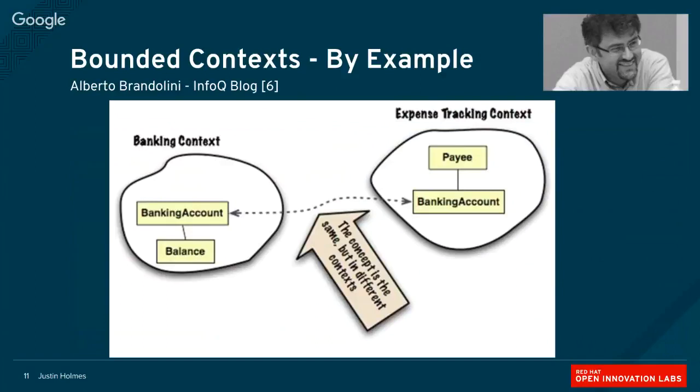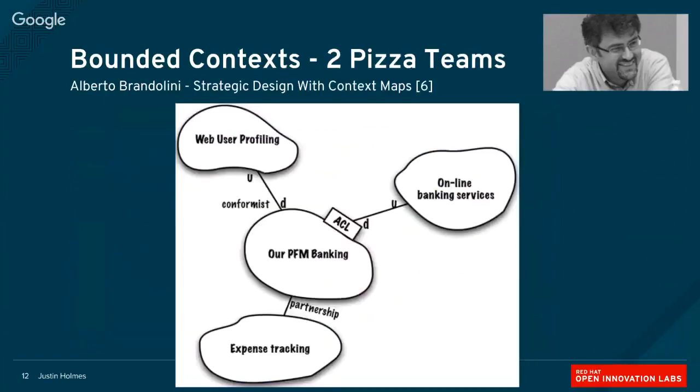We've got the same word. It probably shares some similar data components, but banking is a separate scenario than expense tracking. And therefore it's the same concept, but in these different contexts, it means something different. And this is essentially the idea of bounded context, and it covers what in the domain-driven design community is called strategic design. And it's really important because this context isn't just a software boundary.